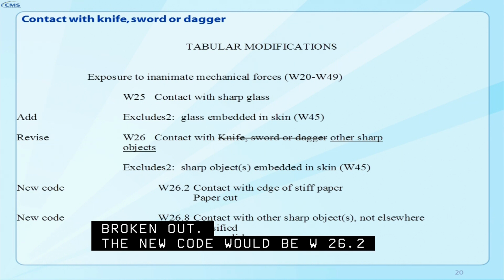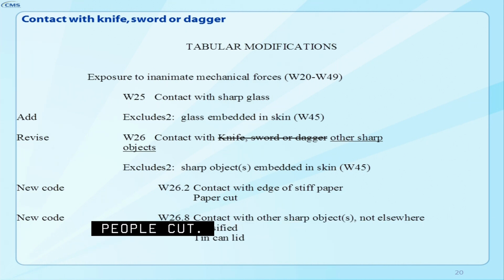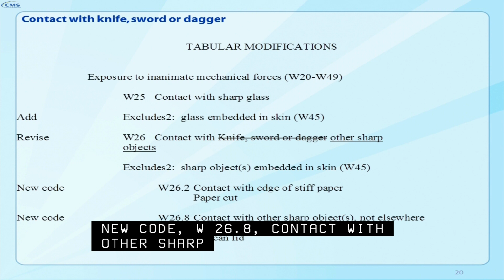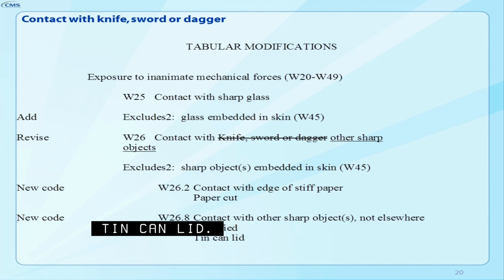New code to read W26.8, contact with other sharp object not elsewhere classified, inclusion term being tin can lid. And new code W26.9, contact with unspecified sharp object.